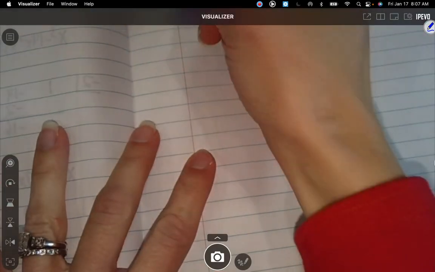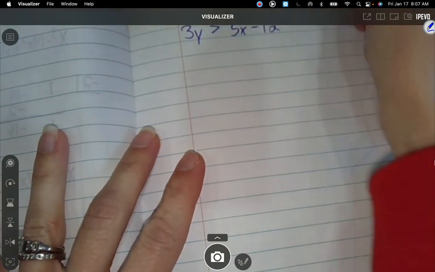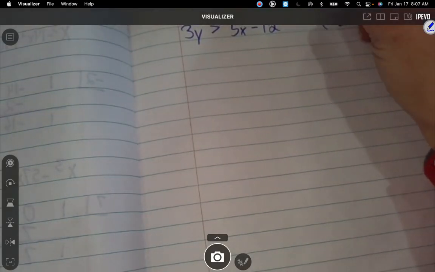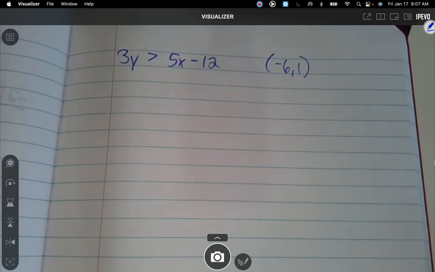Let's see, this one has, okay, I'll do this. 3y is greater than 5x minus 12. I think that's what it says. Is this a solution? So this one's just a tad bit different, right? It just doesn't have y equals. I just want, or like the y by itself.